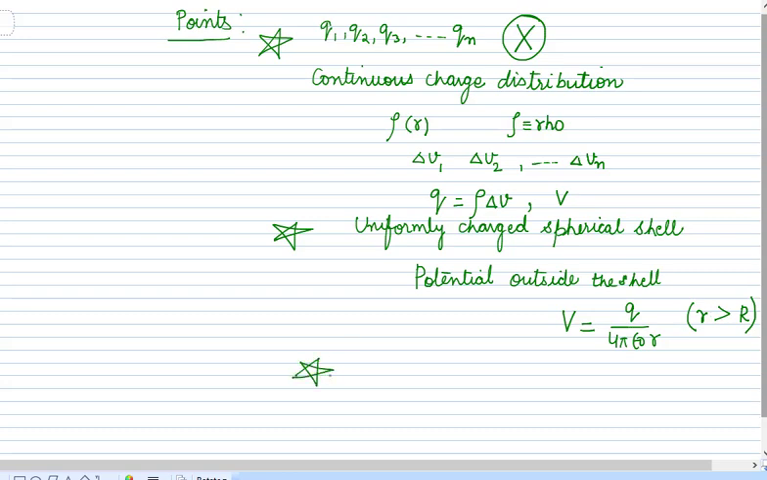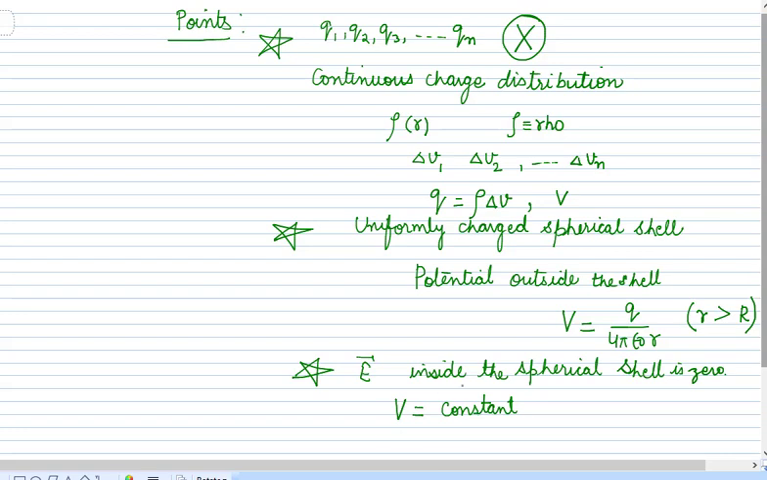Third point is that the electric field inside the shell is zero. If we are taking a uniformly charged spherical shell, then the electric field inside the spherical shell, we have derived it, and if you want to go to the details, I have given you the link. So inside the spherical shell it is zero. So what will be the electrostatic potential? The electrostatic potential is constant inside the spherical shell.